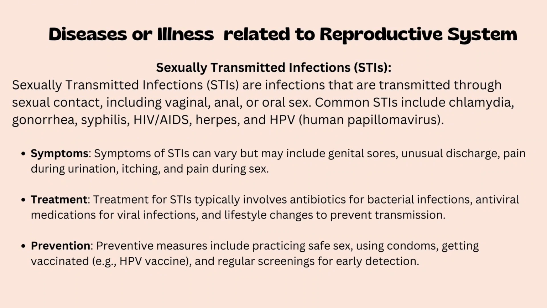First are STIs, also known as sexually transmitted infections. Sexually transmitted infections are infections that are transmitted through sexual contact, including vaginal, anal, or oral sex. Common STIs include chlamydia, gonorrhea, syphilis, HIV or AIDS, herpes, and HPV or human papillomavirus. Symptoms for STIs can vary but may include genital sores, unusual discharge, pain during urination, itching, and pain during sex.